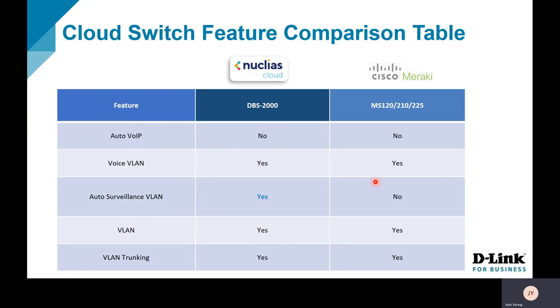Then for the VLANs, we support voice VLANs and normal trunking. We also have one function called the auto surveillance VLAN. What is that? Once you enable that function, all your IP cameras running on ONVIF will be automatically added to this VLAN, under the highest QoS priority. So the rest of the traffic, like your P2P downloading, will not be impacted and will not affect your surveillance traffic at all.